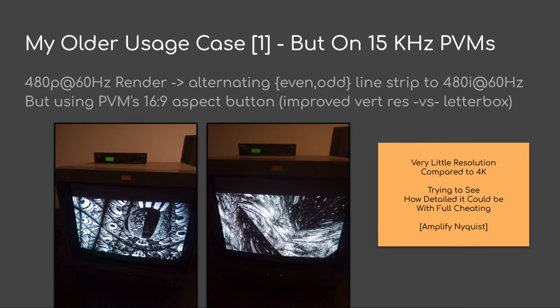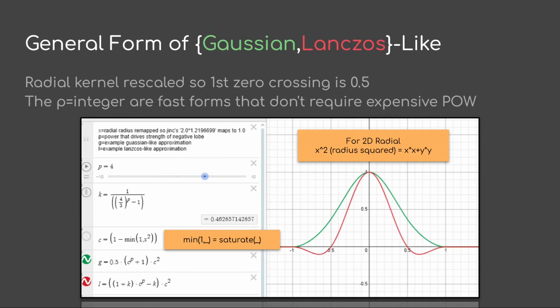So now we're going to dive into the filter kernel that I was using for this experiment. This is the general form of a Gaussian and Lanczos approximation, and I used this in the form of a radial kernel. So the actual radius would have been Jinc 2.0 times 1.21966999, and I would map that to 1.0. And this kernel's remapped zero crossing is at 0.5. The reason I use a negative 1-to-1 kernel in the scaling is so that I can use saturate.